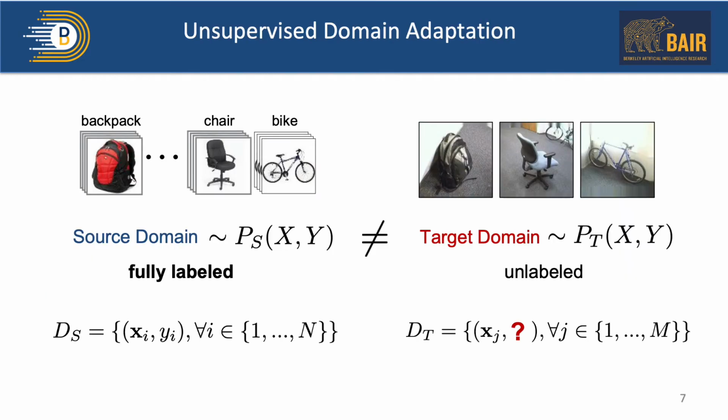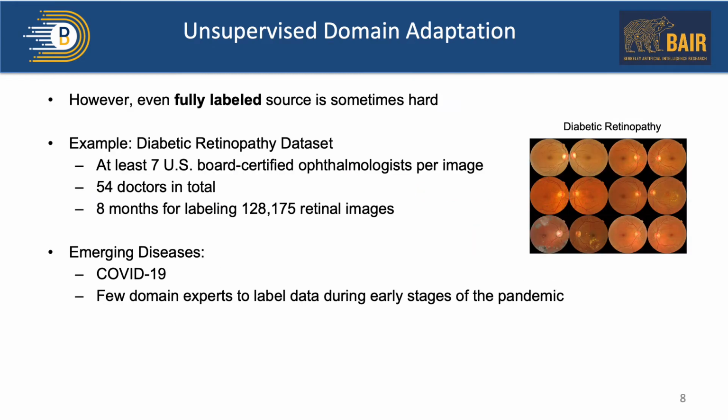So far, a lot of works focus on the problem of unsupervised domain adaptation, where there is a fully labeled source domain and an unlabeled target domain. However, sometimes even getting a fully labeled source is very hard. One example is the diabetic retinopathy dataset, which takes a lot of domain experts a long time period to annotate. COVID-19 is another example. During the early stage of the pandemic, only few domain experts are available to label the data.